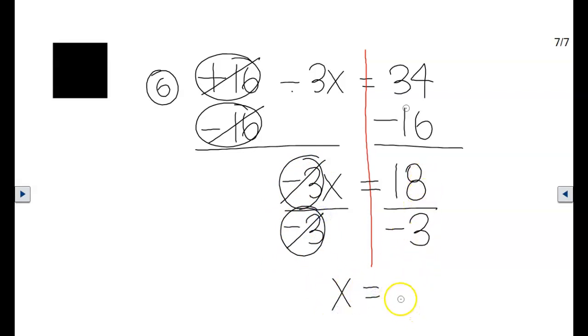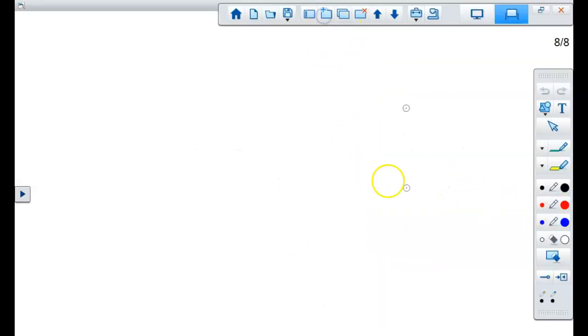And on this side, you have your answer. 18 divided by negative 3 is, whoops, a negative 6. Don't know what I was doing there. Let me erase that and make that right. So x is equal to a negative 6. So I want you to notice, no matter how they rearrange these problems, solving them is the same. We cover up the variable, and we undo addition or subtraction that we can see. And then once that variable is uncovered, we undo the multiplication or division.